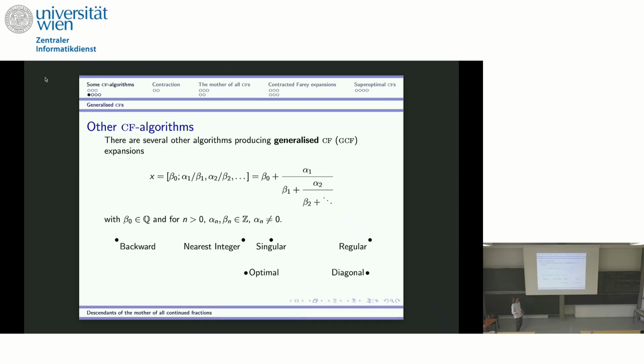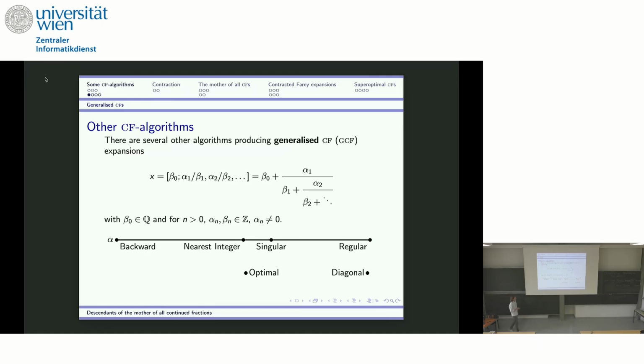There are several algorithms which produce a particular generalized continued fraction expansion for a given x, so for each x. So we've seen the regular continued fractions. There's also singular continued fractions, nearest integer, backward, optimal, and diagonal continued fraction algorithms. There's also a one-parameter family of continued fraction algorithms introduced by Nakada in 1981 called the alpha continued fractions. And this family actually contains the backward, nearest integer, singular, and regular continued fractions for various instances of alpha.